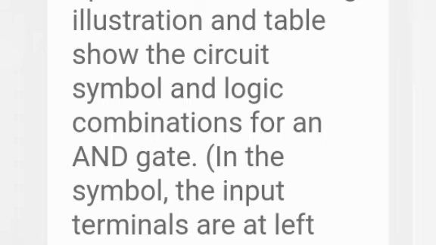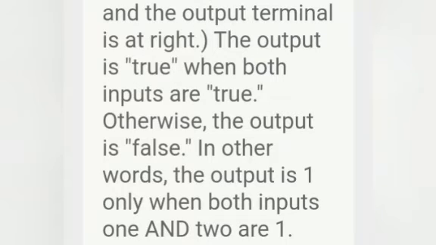The following illustrations and tables show the circuit symbol and the logic combination for an AND gate. In the symbols, the input terminals are at left and the output terminal is at right. The output is true when both inputs are true.